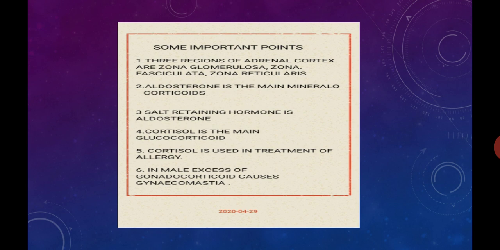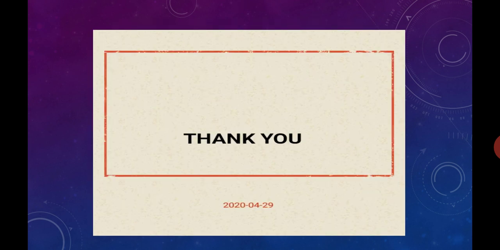So students, today we have seen the endocrine glands, some of their external characters, and among the histology we have seen only the adrenal cortex. In our next lecture, we will see the adrenal medulla and the disorders related to the adrenal cortex. So students, thank you so much.